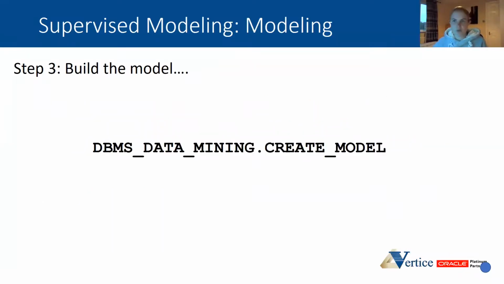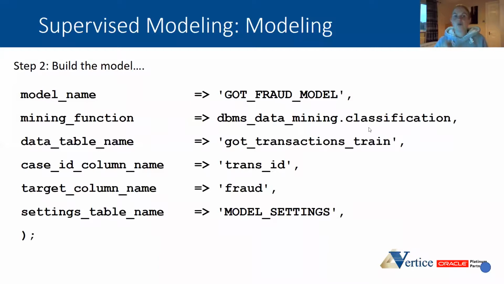Step two then is we need to build a machine learning model. Now, Chris, the database has got a function for you to do it. So DBMS data mining dot create model. We have a few variables to put into this function. We need to give it a model name. So game of fraud model. We're going to say it's a classification because it's a 1 or a 0. And then we're going to give it the training table. So game GOT transactions train. The unique column name is transaction ID. The target column, where the 1s and 0s are, is called fraud. And we're going to say use the model settings table we just created. Easy. Press go and done.